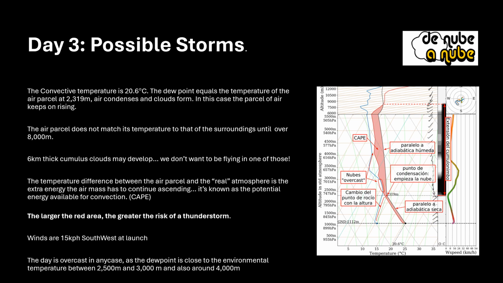The temperature difference between the air parcel and the real atmosphere is the extra energy the air mass holds that allows it to continue ascending. It's known as the potential energy available for convection, and the acronym used for this is CAPE. The larger the shaded red area, the higher the value of CAPE and the greater the risk of thunderstorm.